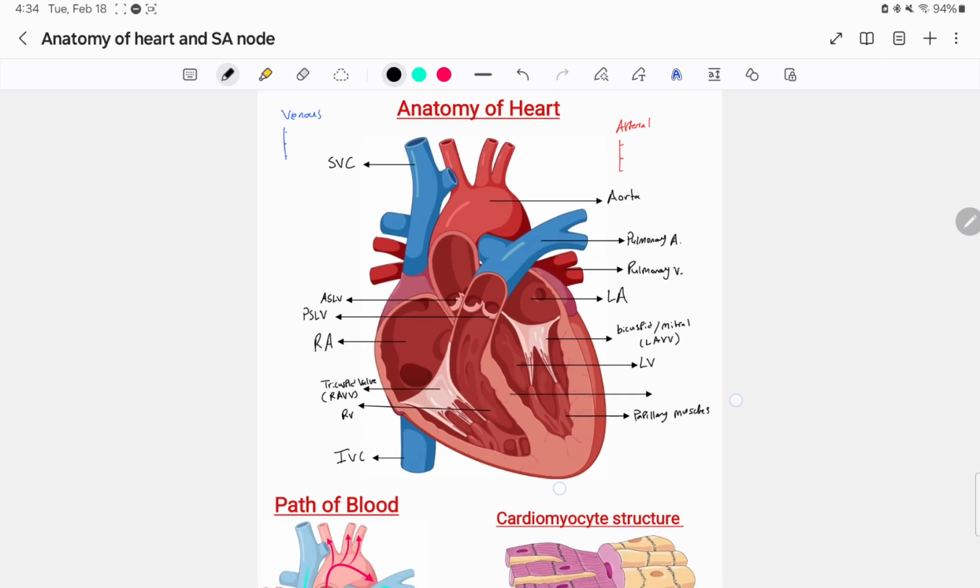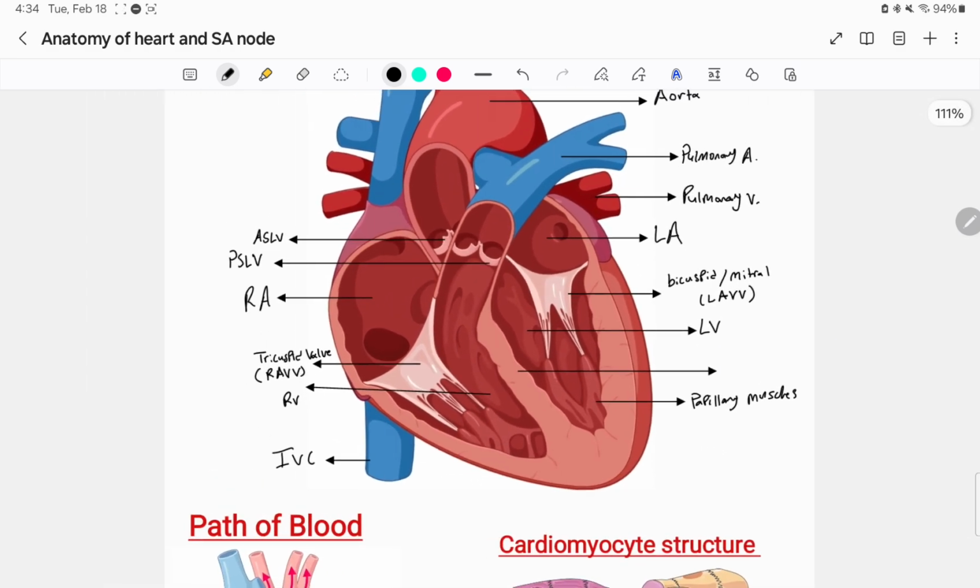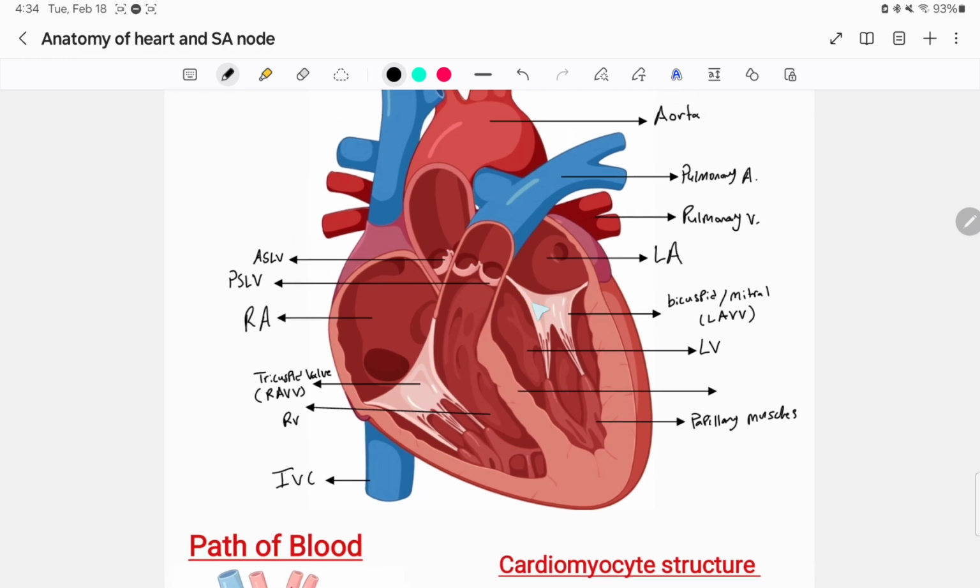One other thing I want you to know is that we know that the left atria, or in general, the atria and the ventricles are separated by their respective valves. Okay, and the ventricle and their respective arteries, they're separated by these other kind of valves, okay?